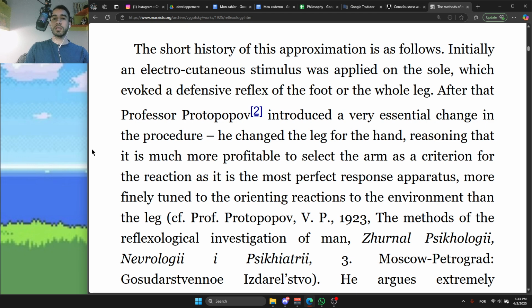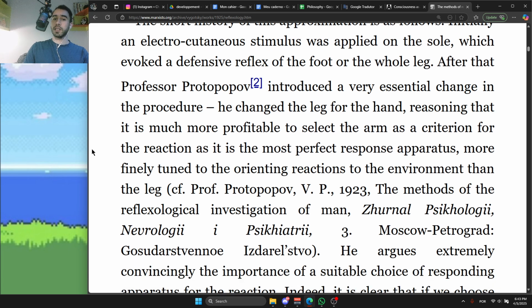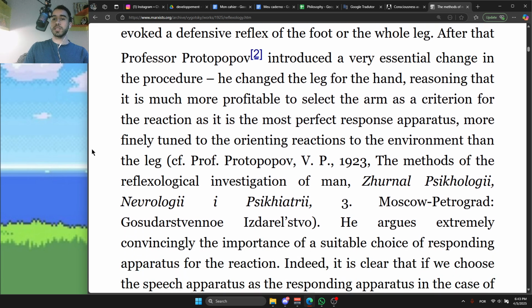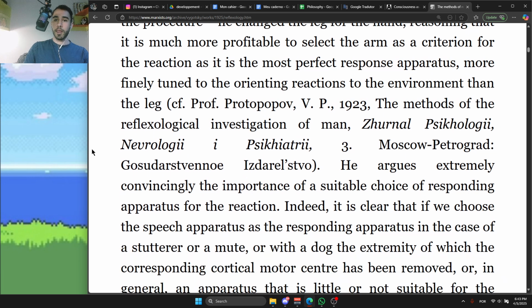Initially, an electrical cutaneous stimulus was applied on the sole, which evoked a defensive reflex of the foot or the whole leg. After that, Professor Protopopov introduced a very essential change in the procedure. He changed the leg for the hand, reasoning that it is much more profitable to select the arm as a criterion for the reaction, as it is the most perfect response apparatus, more finely tuned to the orienting reactions to the environment than the leg.